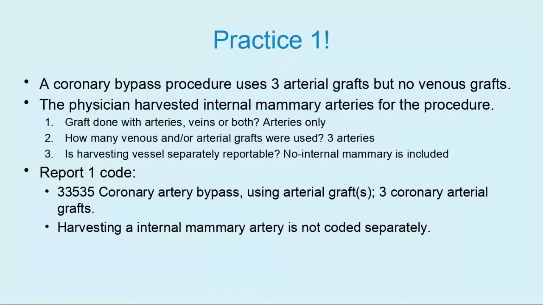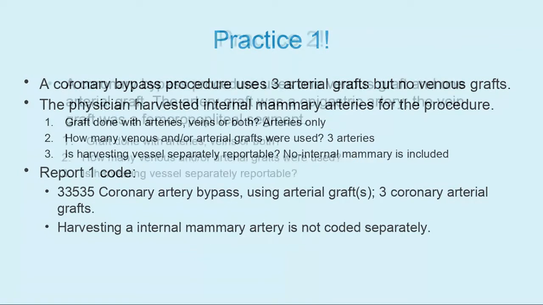So question 1, grafts done with arteries, veins, or both? Arteries only. How many? 3. Is harvesting reported separately? No, this is an internal mammary, so that's on that list of do not code separately. So in this case, you're going to report 33535, coronary artery bypass using 3 arterial grafts, 3 coronary artery grafts. Harvesting is not coded separately. Okay, that's a fairly straightforward one.